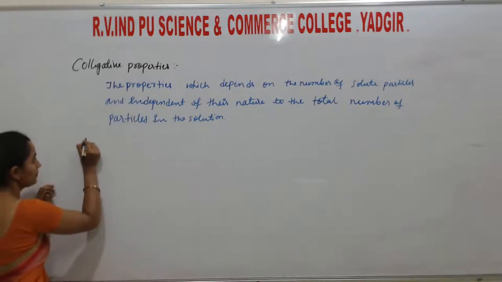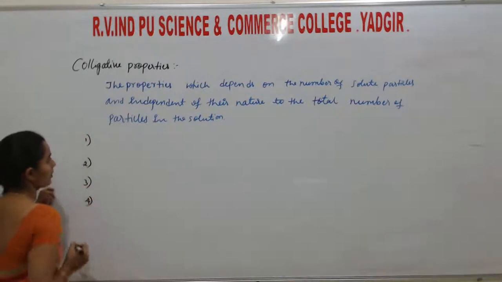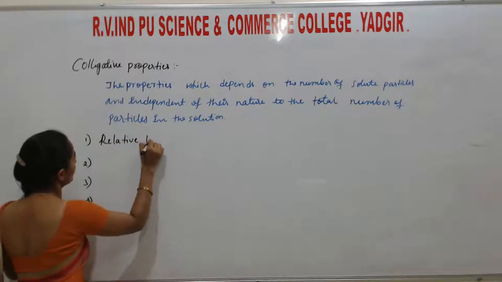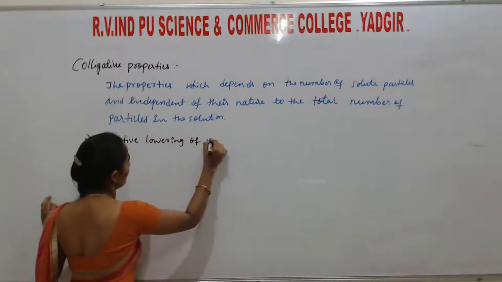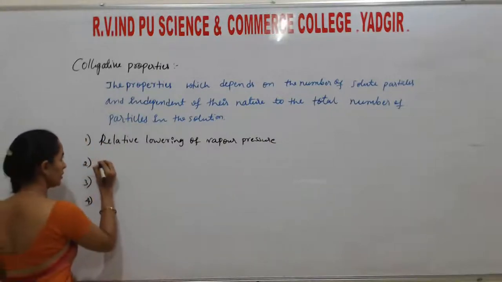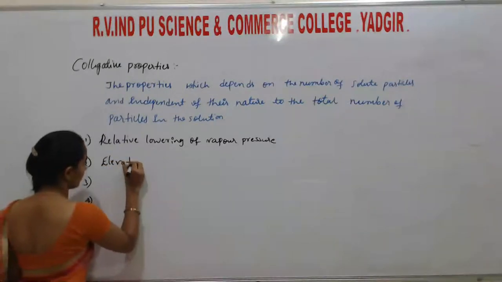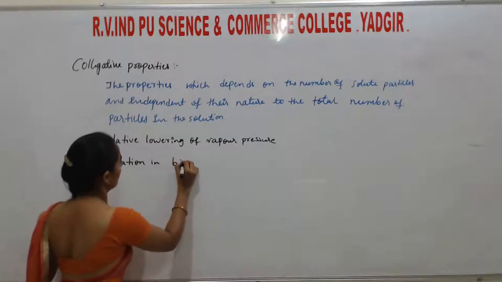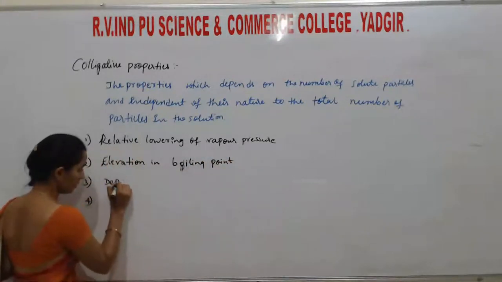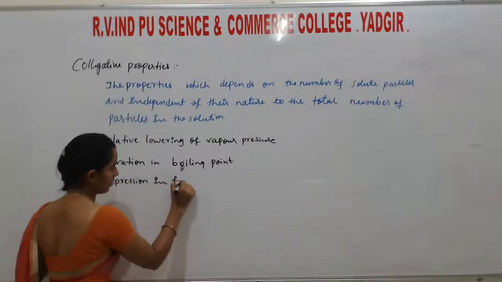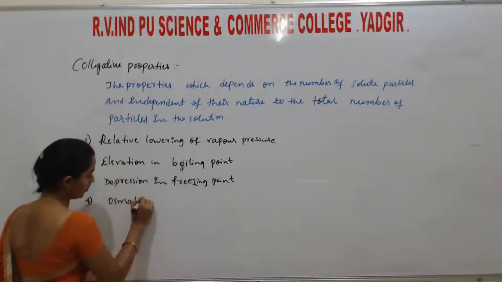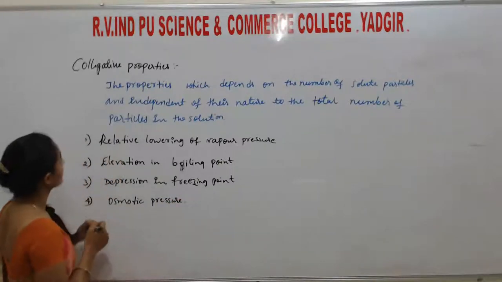In colligative properties, four colligative properties are there. One is relative lowering of vapor pressure. Another one is elevation in boiling point. Next, depression in freezing point. Next one, osmotic pressure. So students, here what are colligative properties?